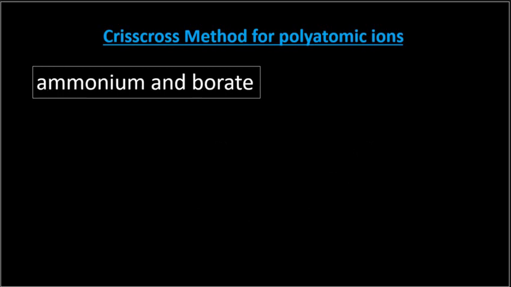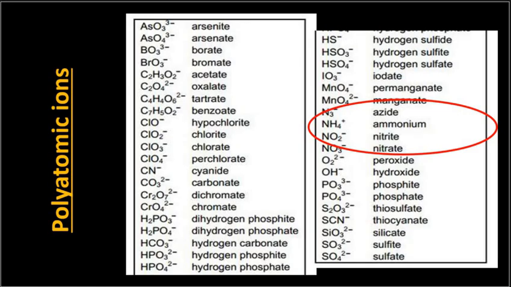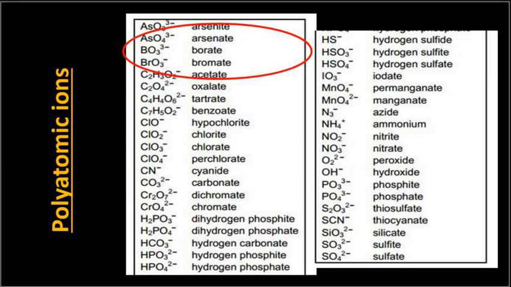Okay, the next example is ammonium and borate. Okay, you might not know either of these. In fact, you probably don't. So, you go to your chart and look up ammonium. This is NH4 +1, and by the way, this is the only positive polyatomic ion, so it'll always come first, just like the metals. Okay, then you have to go and look up your borate, and you can see it is BO3 -3.